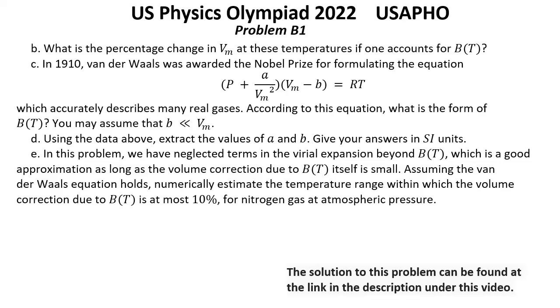Question E. In this problem, we have neglected terms in the virial expansion beyond B(T), which is a good approximation as long as the volume correction due to B(T) itself is small. Assuming the van der Waals equation holds, numerically estimate the temperature range within which the volume correction due to B(T) is at most 10% for nitrogen gas at atmospheric pressure.